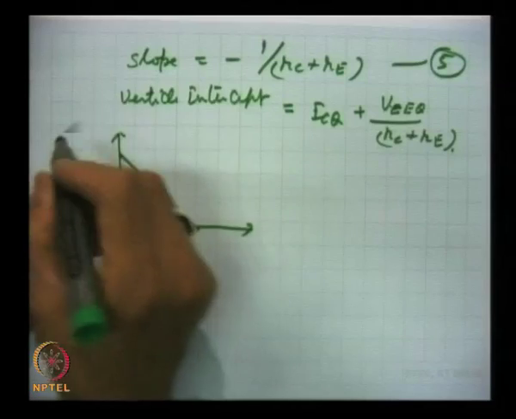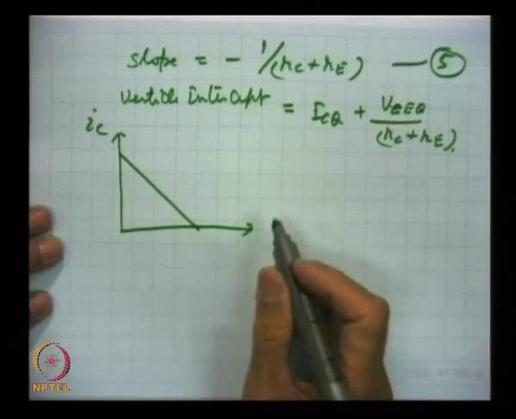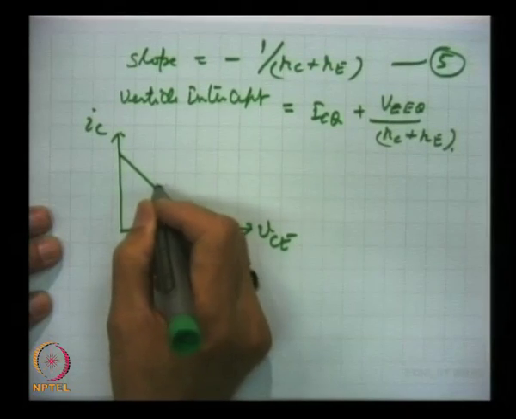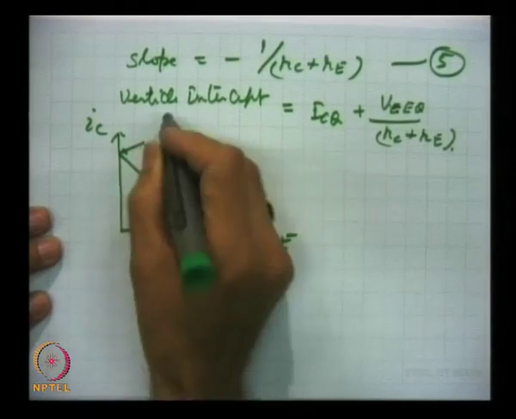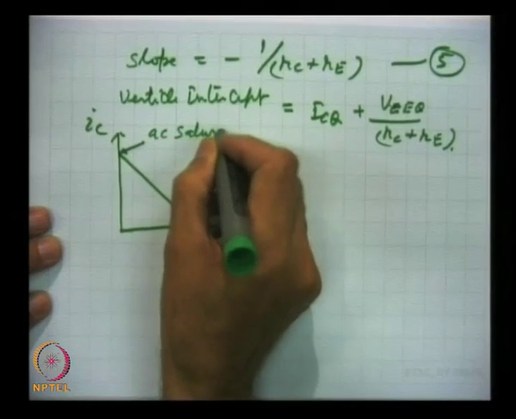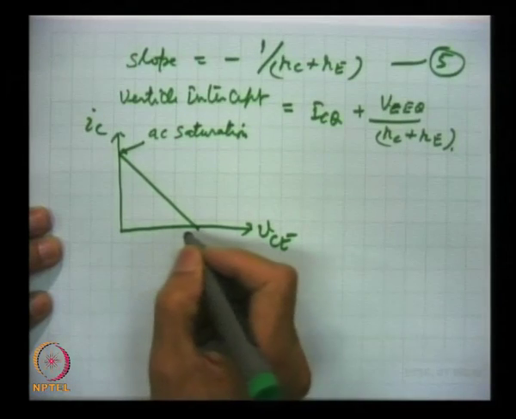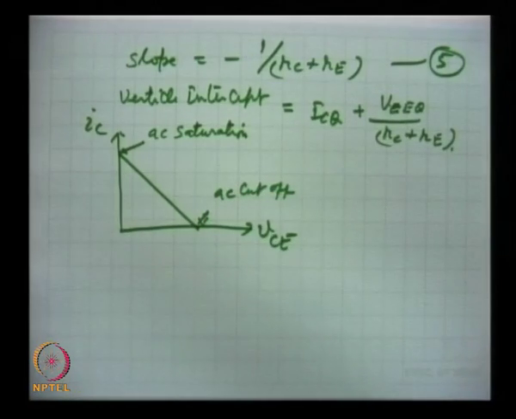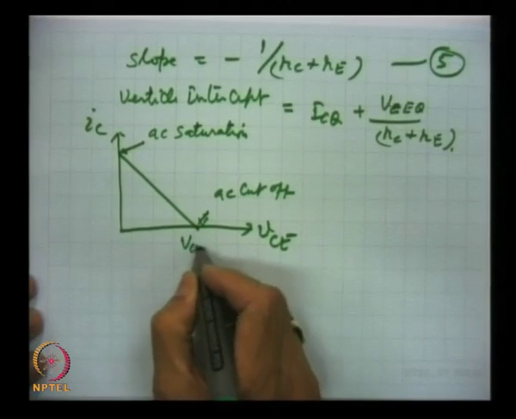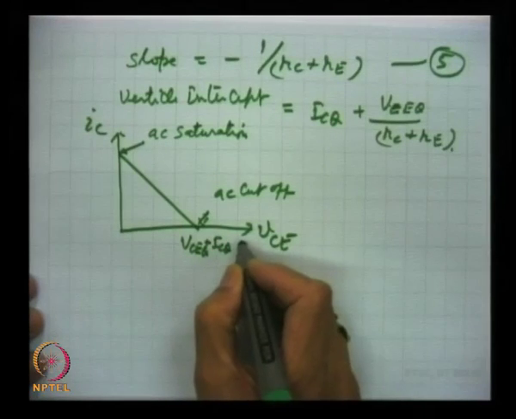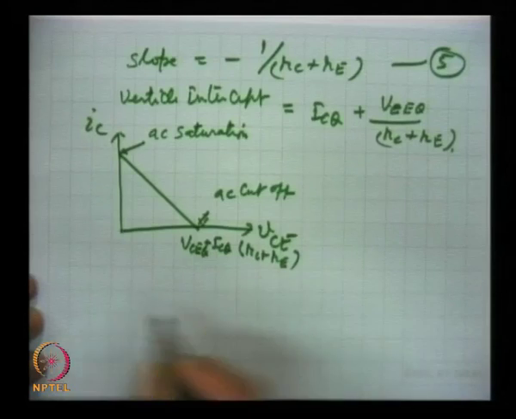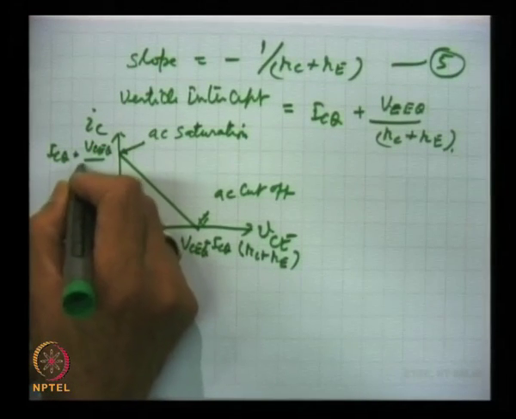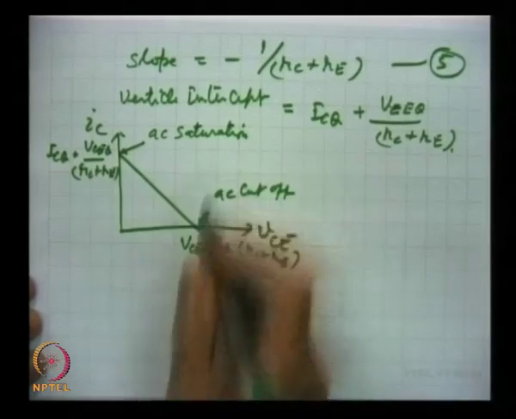load line, where this is IC and this is VCE, and the operating point we will talk about a little later. This point is AC saturation and this point is AC cutoff. This point is VCEQ plus ICQ into RC plus RE, while this point is ICQ plus VCEQ by RC plus RE. These points have to be remembered.